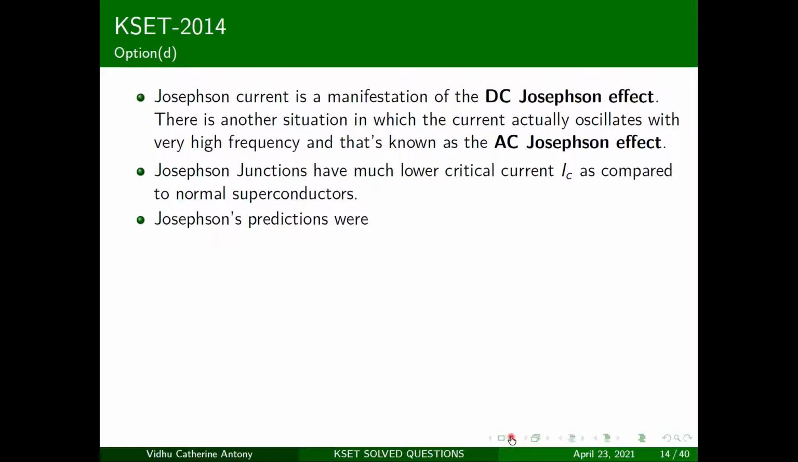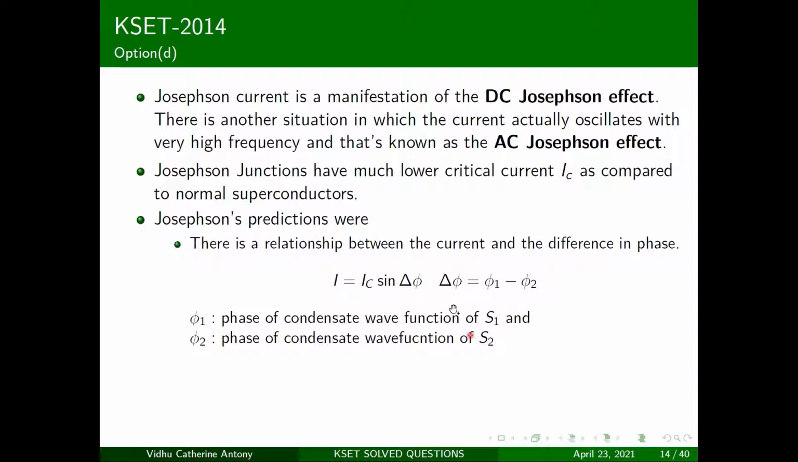There were two predictions that Josephson made. The first prediction was that there is a relationship between the current and the difference in phase. When we're talking about two different superconductors separated by this barrier, these are basically condensates. This one has a phase, let's say phi 1, and this superconductor has a phase, say phi 2. The current that flows through is given by the difference in the phase between these two superconductors.